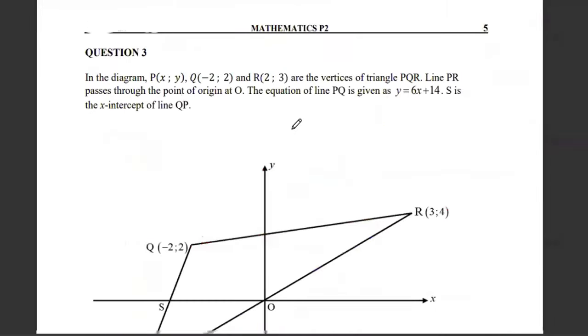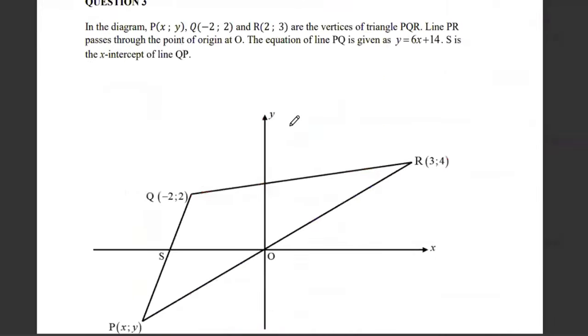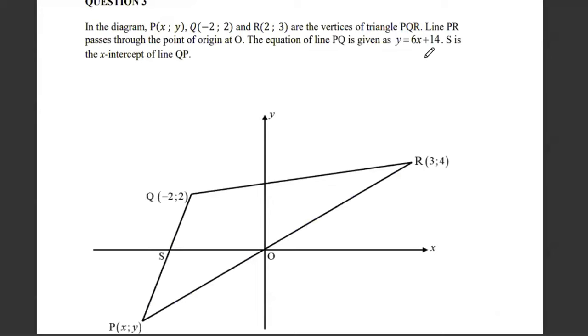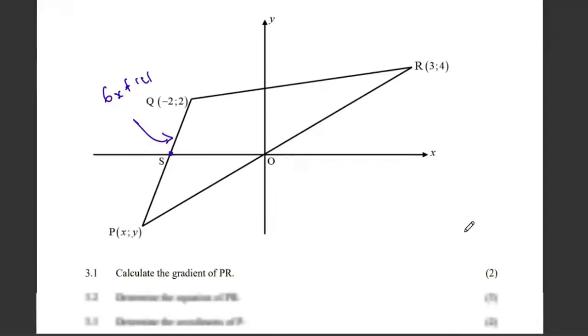All right, question number 3, which is the analytical geometry. They're telling us that in the diagram, P is (x, y), Q is (-2, 2), R is (3, 4) are vertices of a triangle PQR. Line PR passes through the origin. The equation of PQ is given as this, y = 6x + 14. And then S is the x-intercept of that line.